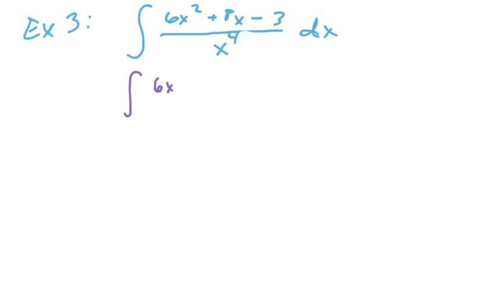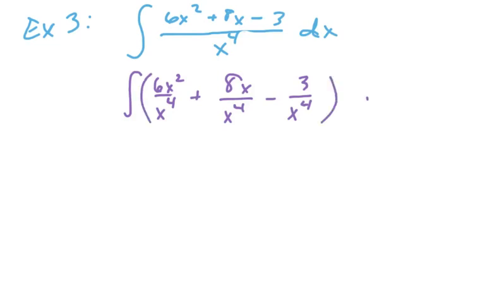So we've got 6x squared over x to the 4th. Oh, that was not a nice looking 4. Over x to the 4th. Wow, my 4s seem to really be struggling here, guys. Tough one. All right, that one looks better. Plus 8x over x to the 4th minus 3 over x to the 4th. And everything in parentheses attached to that dx.